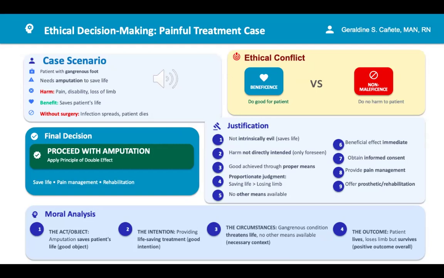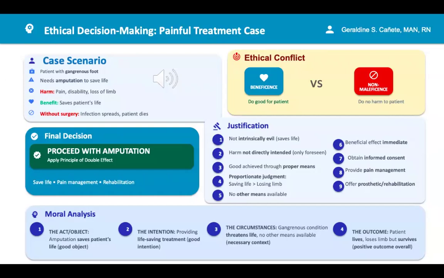So, what are your initial thoughts and feelings about this case? Well, whatever you're feeling and thinking right now, that is a natural reaction because these are difficult situations for everyone involved. So, what's the ethical conflict in this case? What are the competing values or principles that are at stake?